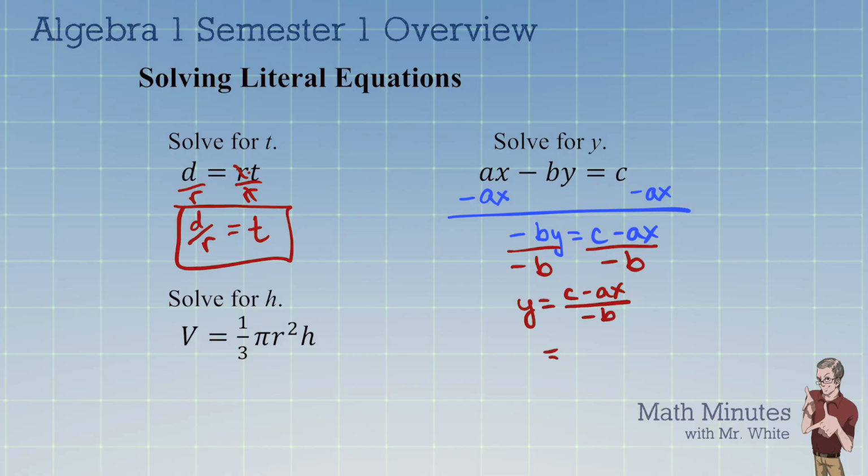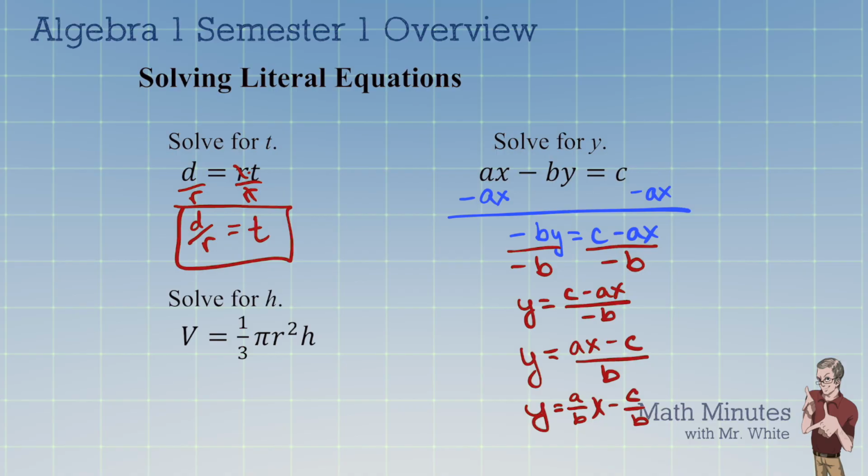Or you could even flip all the signs, and then it might look a little nicer, ax minus c all over b. Or even, yet again here, we could write a over b x minus c over b. Lots of different ways to write the answer.